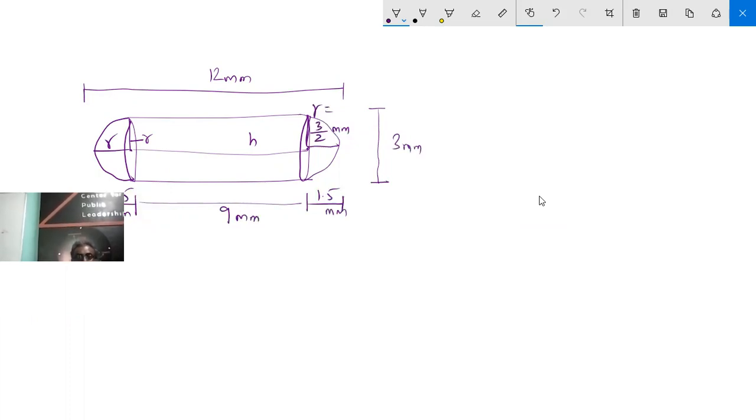Understand? Yes, sir. So 12 minus 1.5 minus 1.5, that is equal to 9 mm. That is the height.